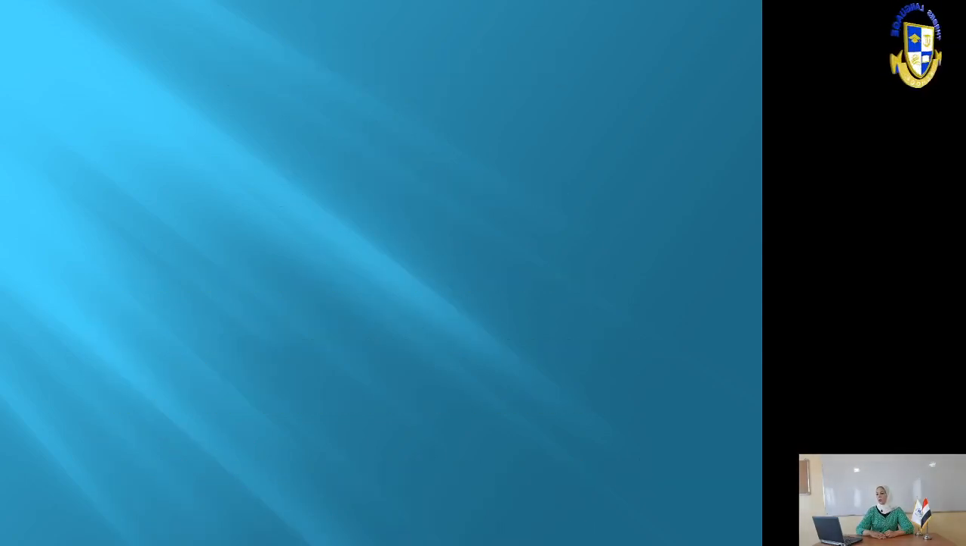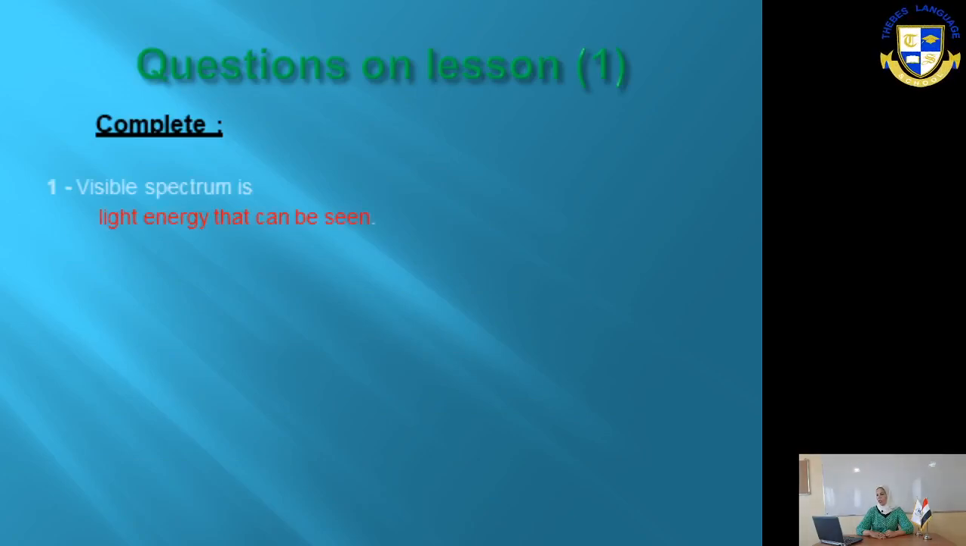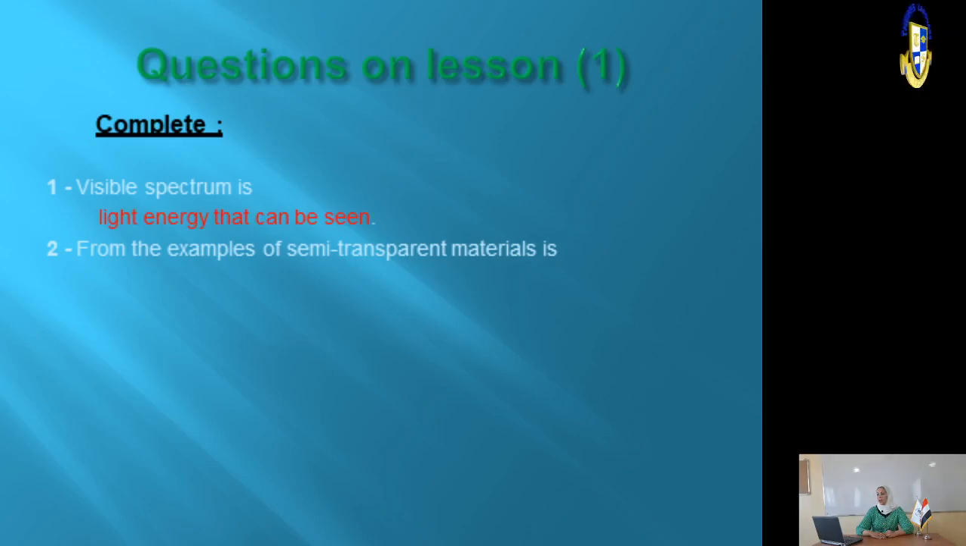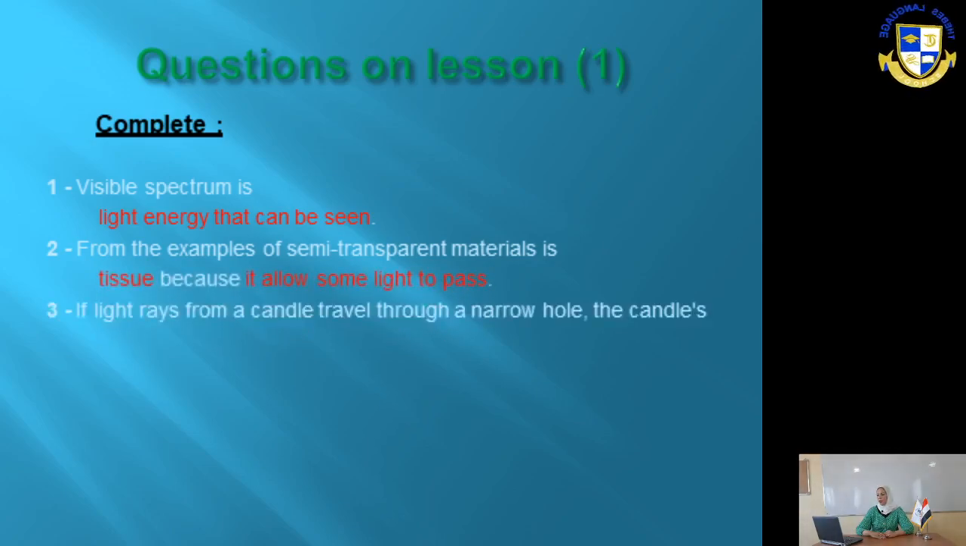Complete: the visible spectrum is light energy that can be seen. From the examples of semi-transparent material: tissue, because it allows some light to pass through. Number 3, if light rays from a candle pass through a narrow hole, the candle image is inverted and minimized because light travels in a straight line.